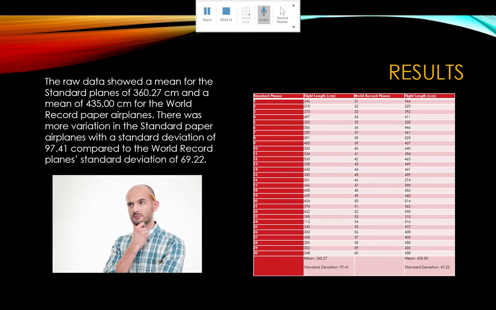Okay, so after all the planes were flown, our data showed that the mean flight length for the standard planes was 360.27 centimeters, and the mean flight length for the world record planes was 435.00 centimeters. There was more variation in the standard planes distribution, with a standard deviation of 97.41 centimeters, as compared to the flight length of the world record model paper airplanes, whose standard deviation was only 69.22.